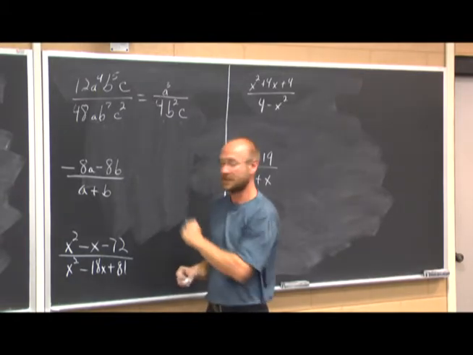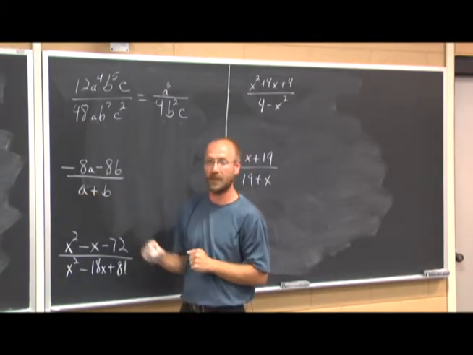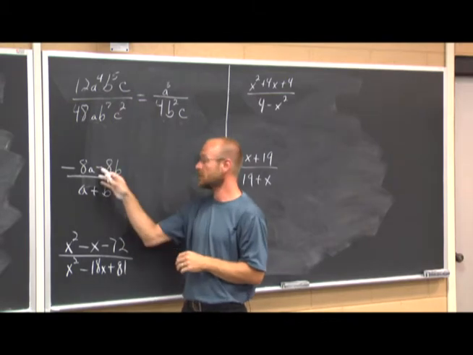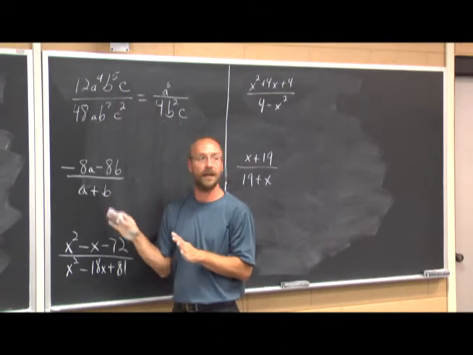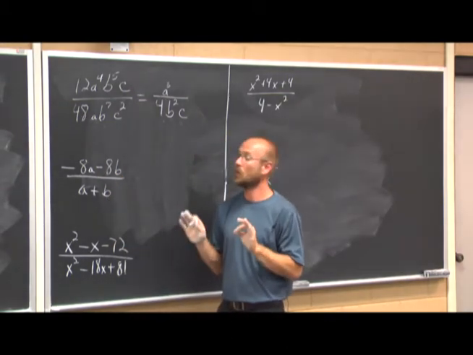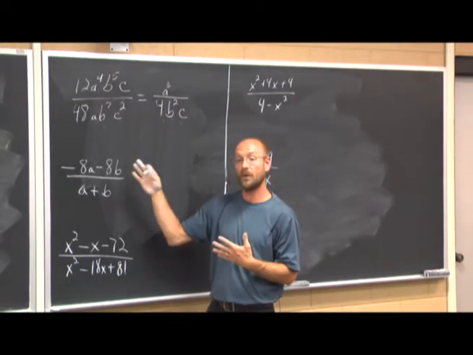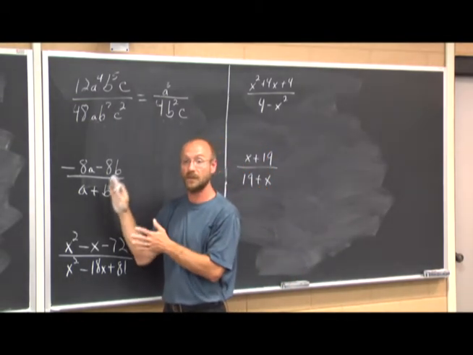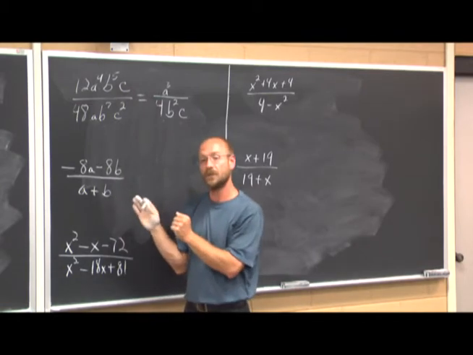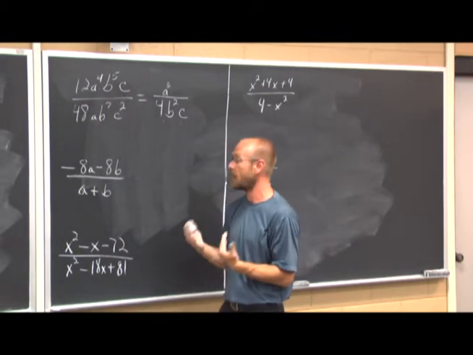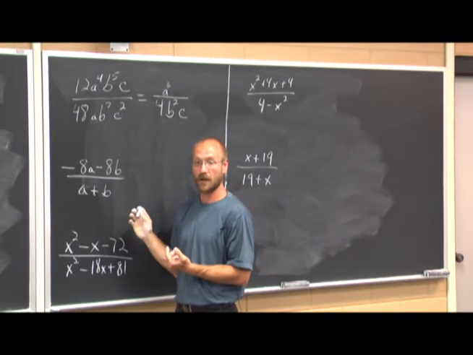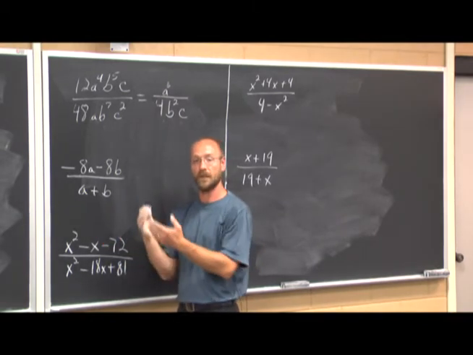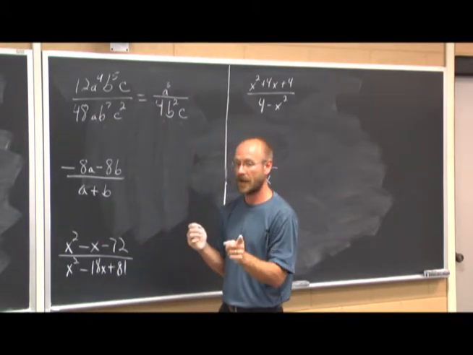It breaks my heart to see students cancel b's and cancel a's in this example. Because of this addition or subtraction, these signs say our rules of exponents no longer apply. There are no exponent rules that talk about sums and differences. So what we have to do is use our tool of factoring. What can I factor out of the top? What can I factor out of the bottom? Because I want to reduce common factors.